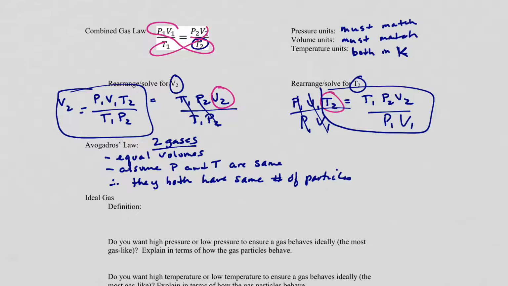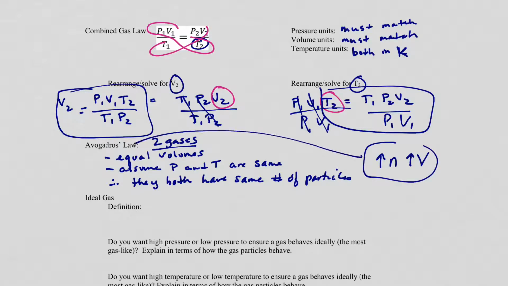Okay. So what that is essentially saying is that with an increase in the number of particles, there is going to be an increase in the volume, right? So essentially that is Avogadro's law. It interprets to that relationship.